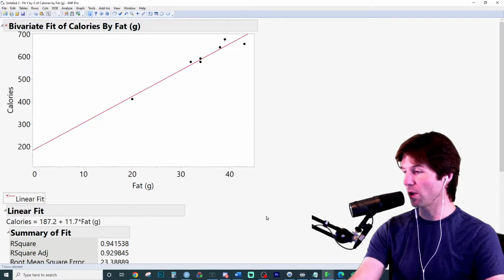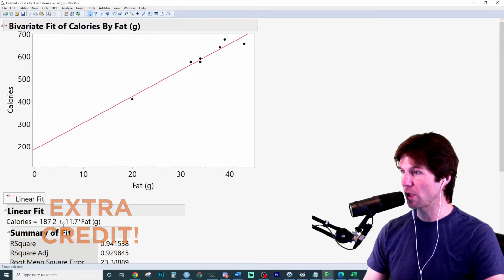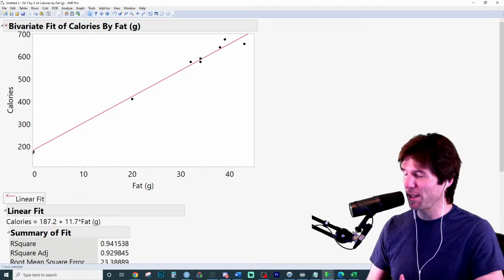Slope and intercept. Great job right there, Daniel. The slope and the intercept. So you see how this is 187.2? That is the intercept. And I think this is what drives people crazy.